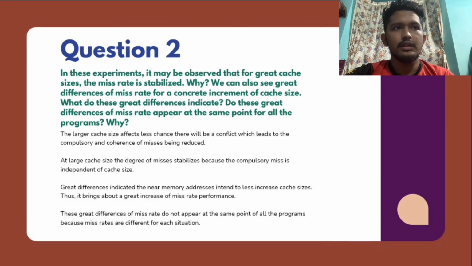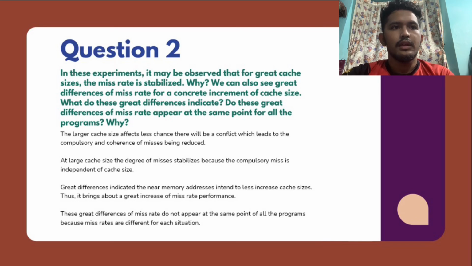Question 2. In these experiments, it may be observed that for great cache sizes, the miss rate is stabilized. Why? We can also see great differences of miss rate for a concrete increment of the cache size. What do these great differences indicate? Do these great differences of miss rate appear at the same point for all the programs?